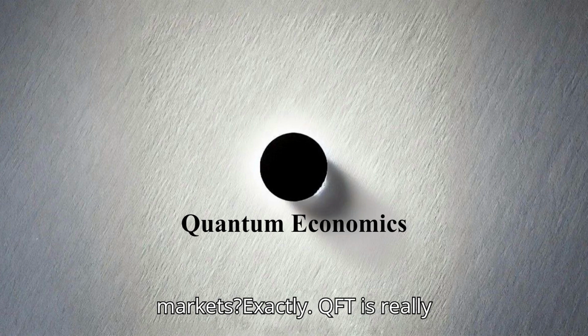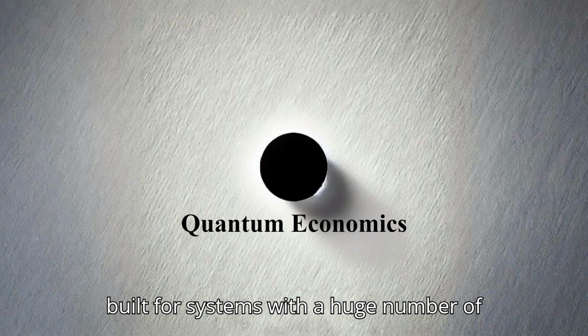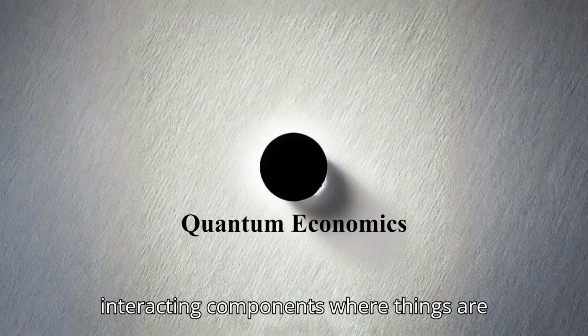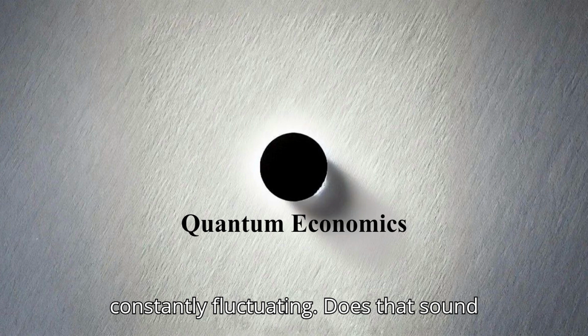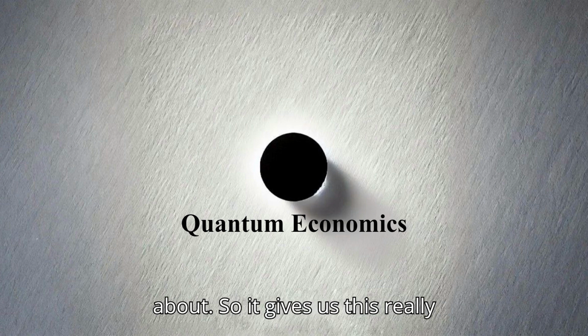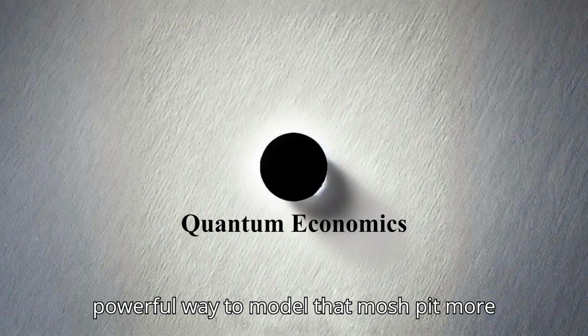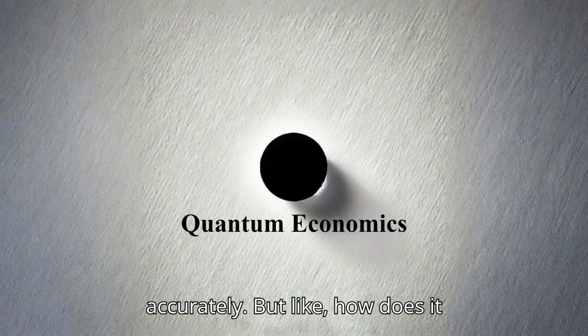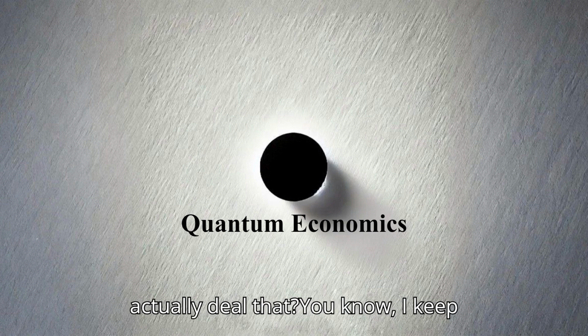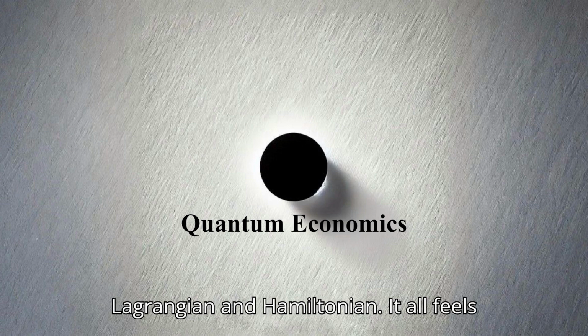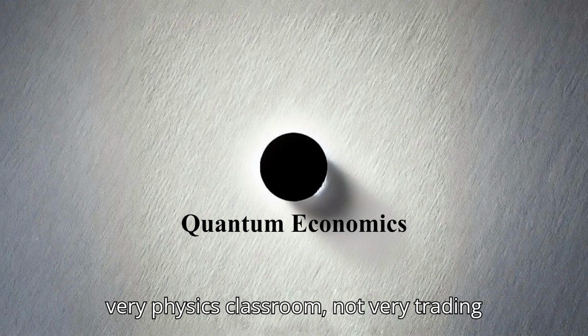Exactly. QFT is really built for systems with a huge number of interacting components, where things are constantly fluctuating. Does that sound familiar? Yeah. That's what markets are all about. So it gives us this really powerful way to model that mosh pit more accurately. But how does it actually do that? I keep seeing all these terms like Lagrangian and Hamiltonian. Yeah. It all feels very physics classroom, not very trading floor.